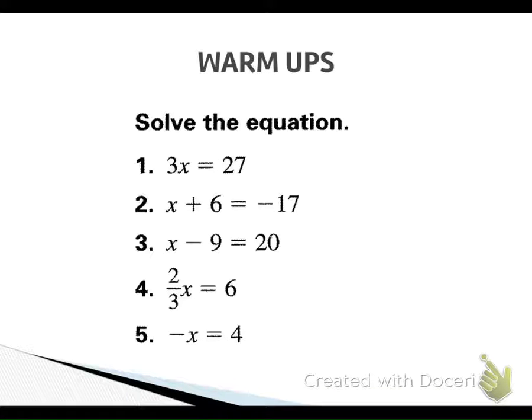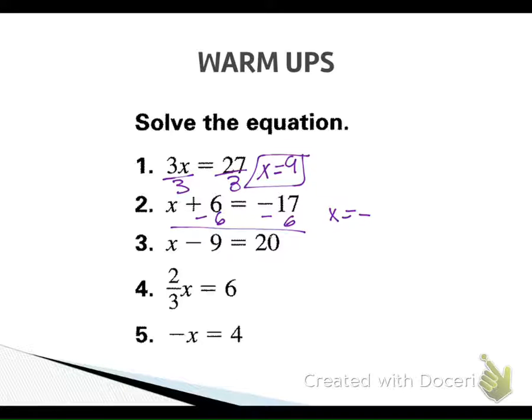So right now we're talking about our warm-up. On our first problem, Kevin, what'd you do? I divided both sides by 3. We divide both sides by 3, and we get x equals 9. Okay, DeMarcus, what'd you do next? For number 2, yep. You subtract 6 from both sides, and then you get x equals negative 11.